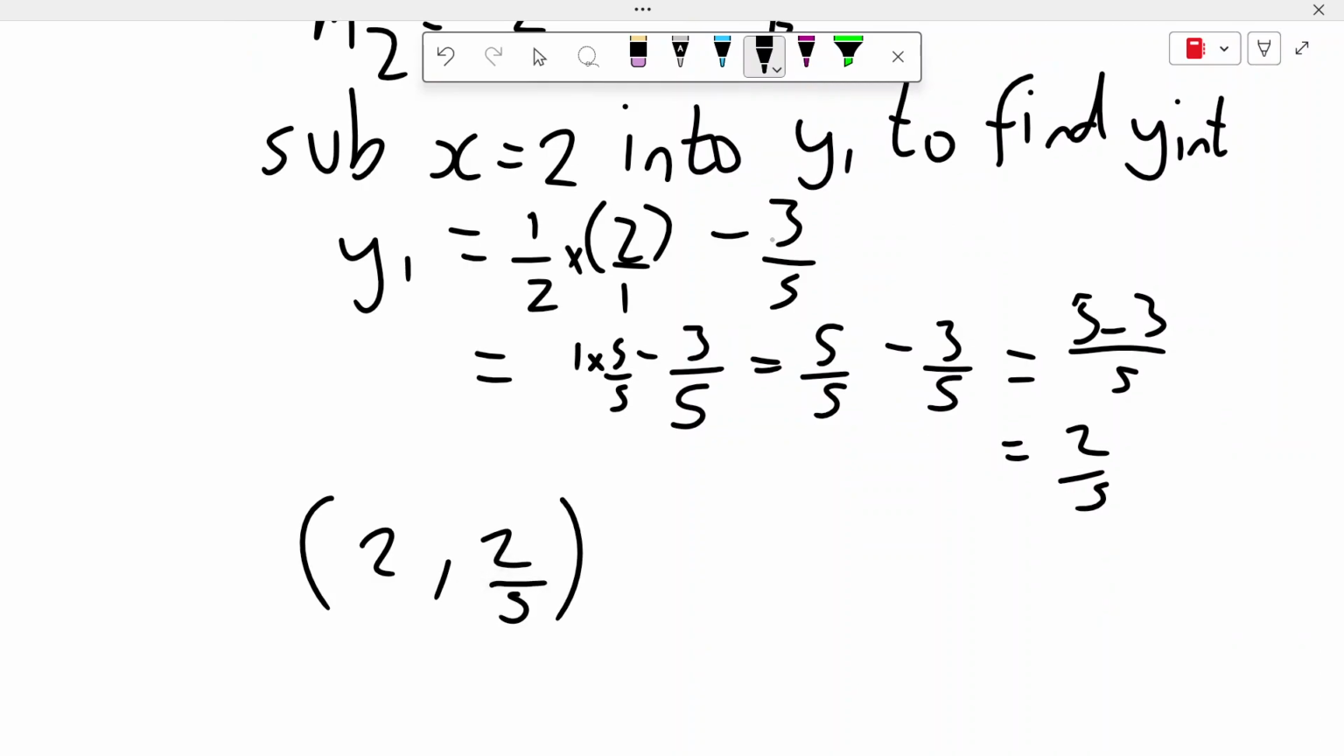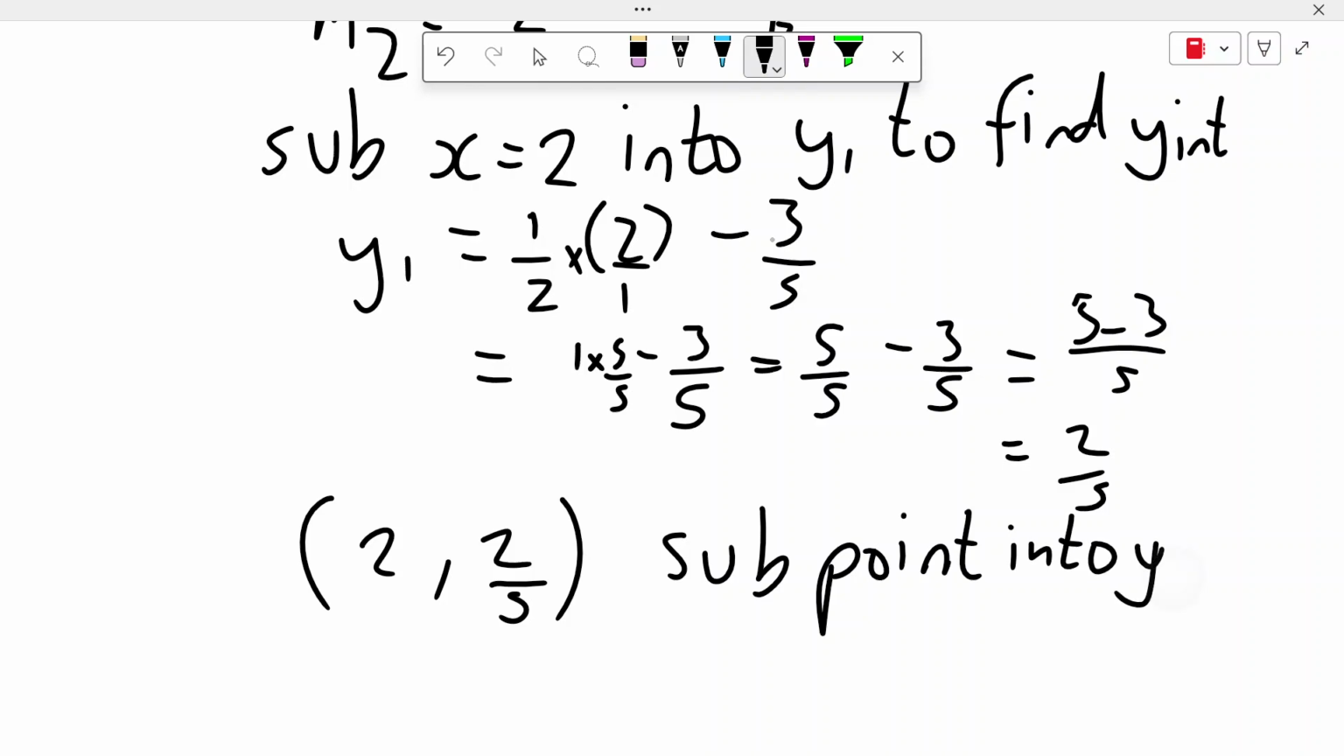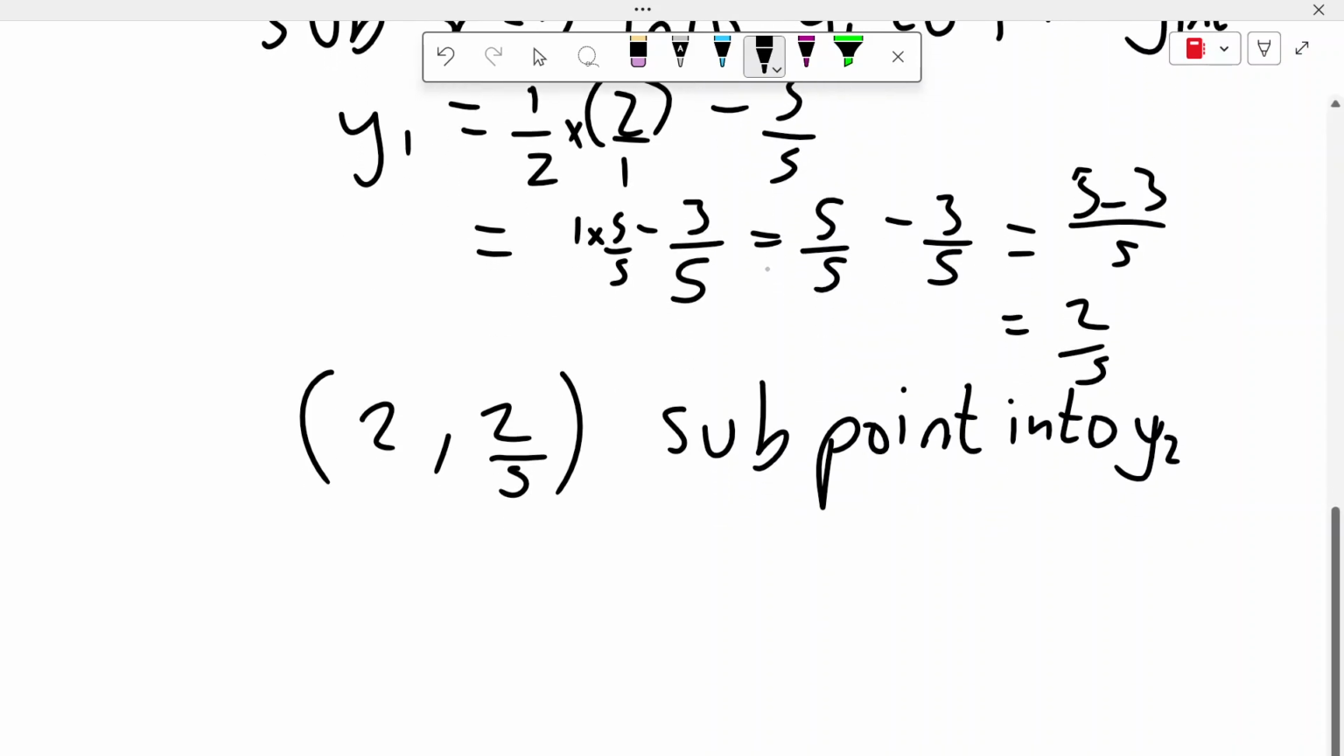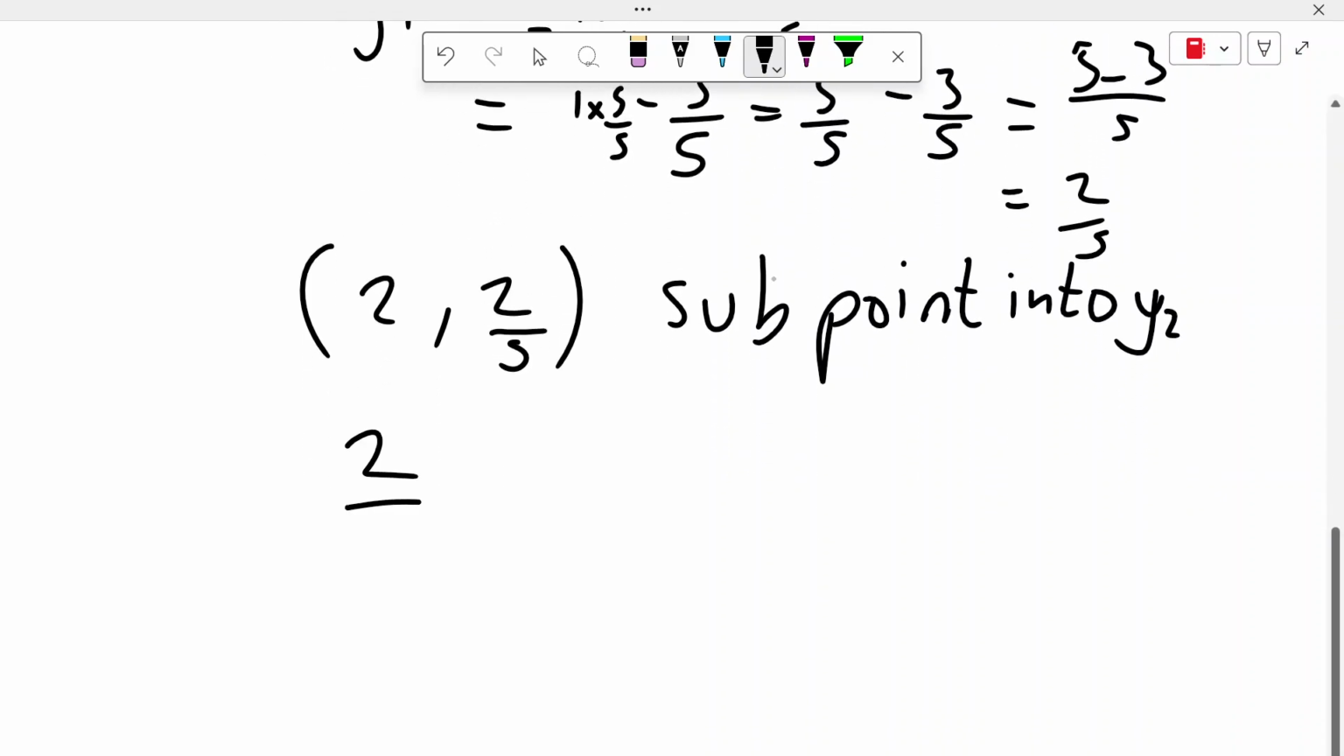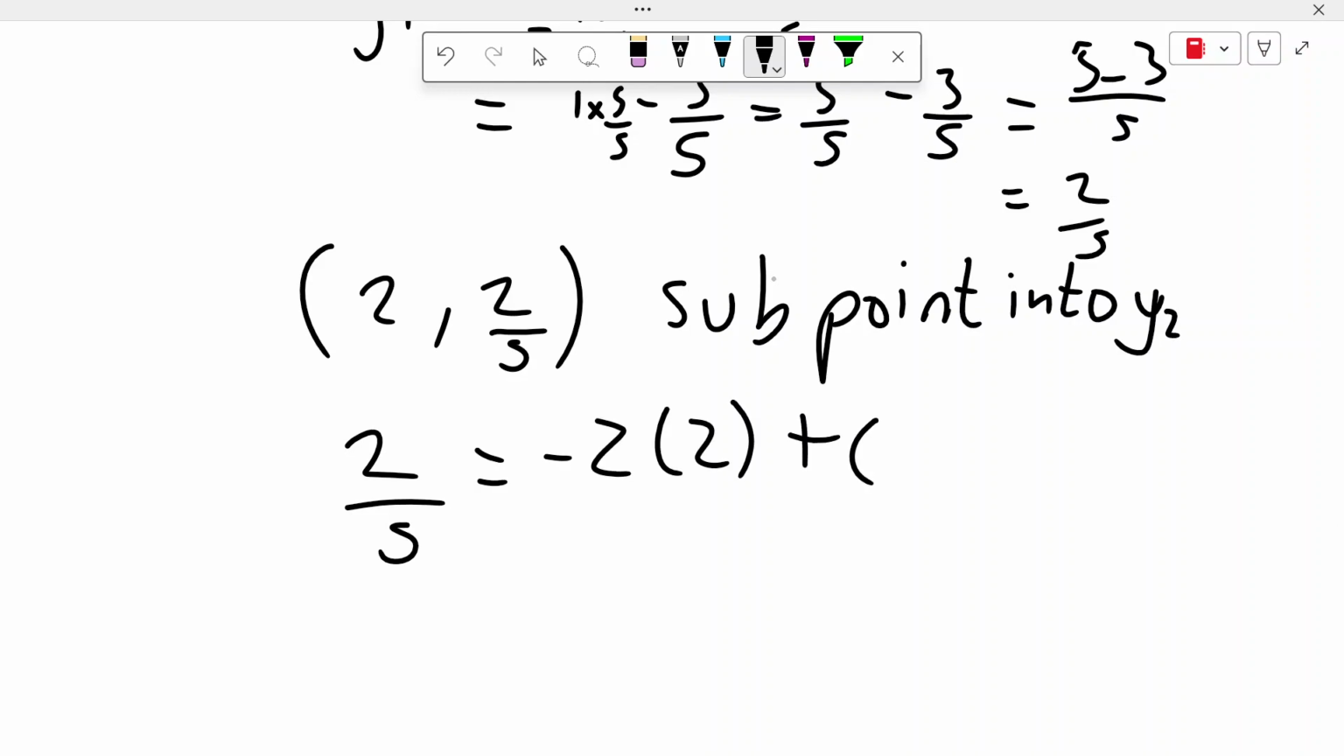So now we sub that point into our y2 equation to solve for c. So we say 2 divided by 5 is equal to minus 2 times 2 plus c. So really quickly, that's minus 4. And we can solve for c.